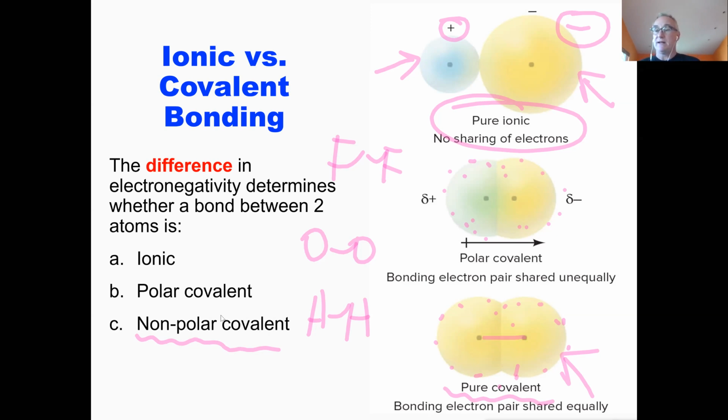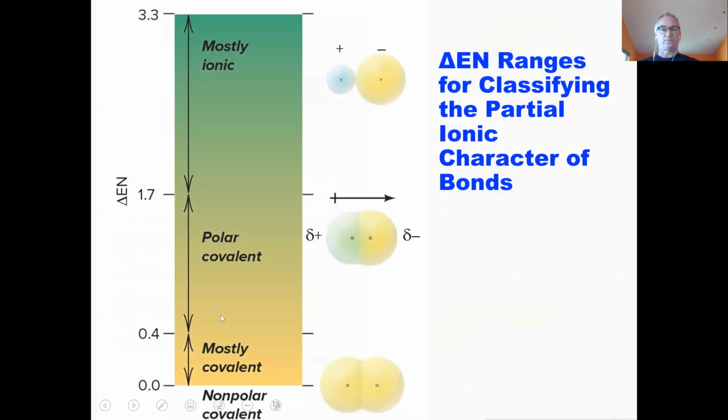There's no difference in electronegativity between those two. And so it is not polar at all. There's no poles. Nobody is partially positive. Nobody's partially negative. Since there's no poles, we say it's non-polar. Okay? And here's the breakdown.